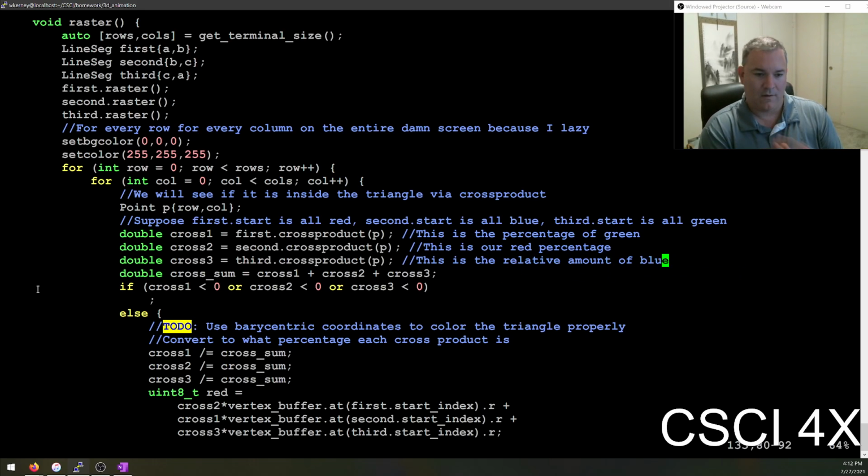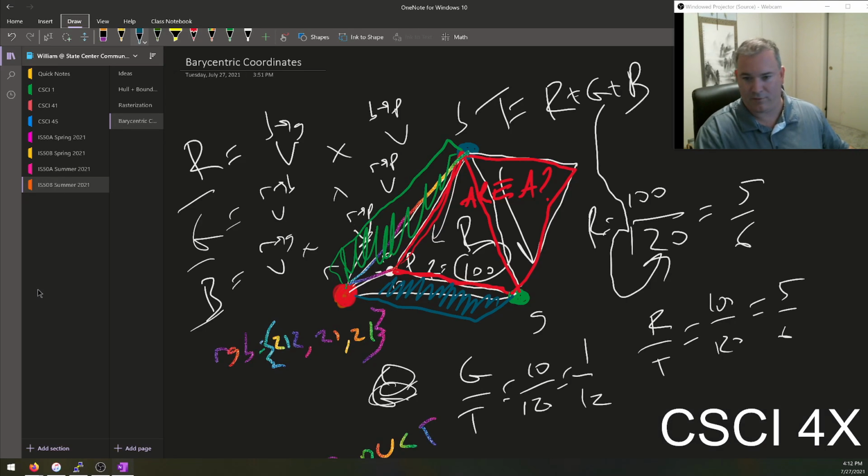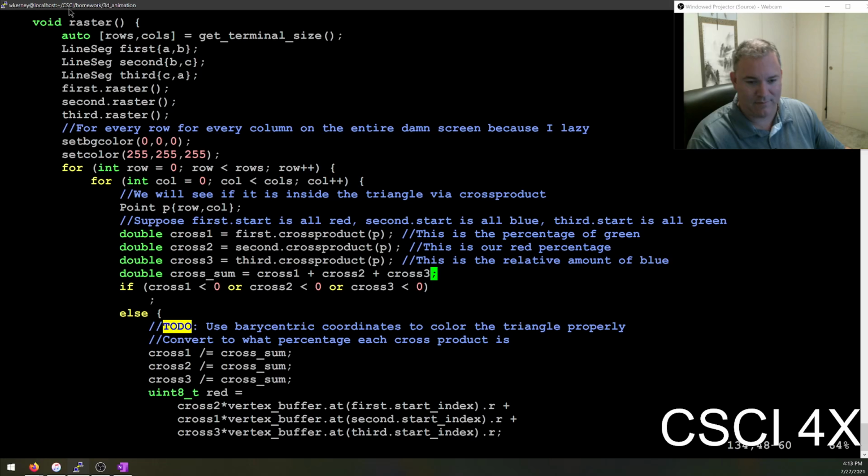Okay, so now that we got that figured out, we compute the sum of all the cross products. That's the total area of the triangle, basically, twice. All these things are twice the actual number, but it doesn't matter because we're doing division. If instead of adding 10 and 10 and 10, we add 20 and 20 and 20, we're still going to get a third for each one. So we don't need to waste divisions on this. We've actually computed twice the area of the triangle at this point, but we don't need to divide by 2 because who cares?